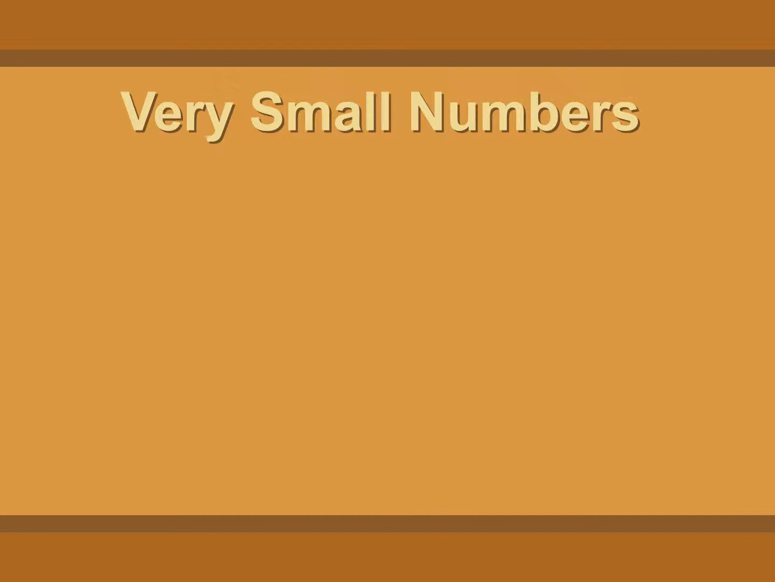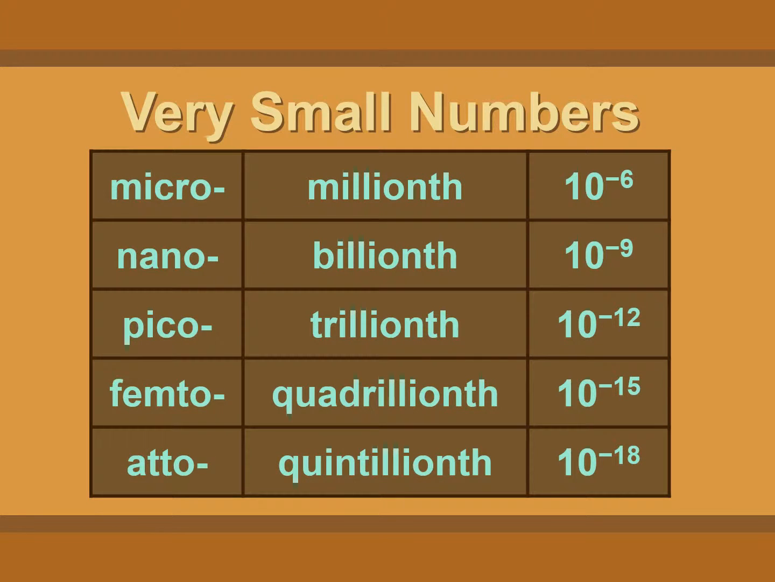So let's talk about very small numbers and how to name them. So we have micro, which means a millionth of a number, and it's 10 to the negative 6. Nano means billionth, and it's 10 to the negative 9. Pico means trillionth, and it's 10 to the negative 12. We have femto, which is quadrillionth, and it's 10 to the negative 15. And atto is the quintillionth, and it's 10 to the negative 18.